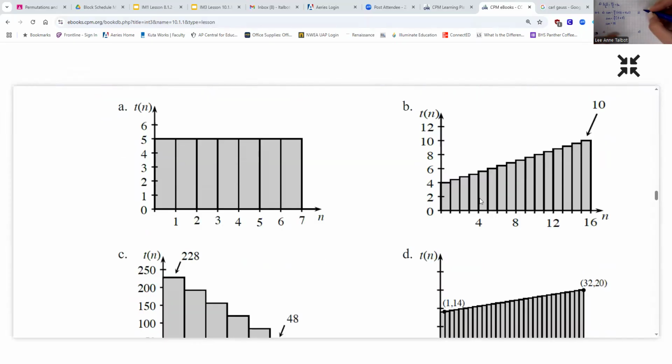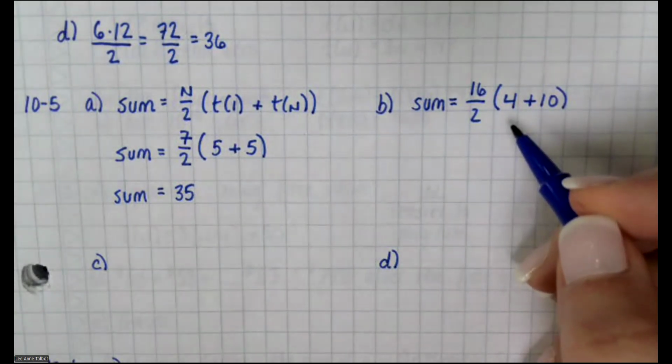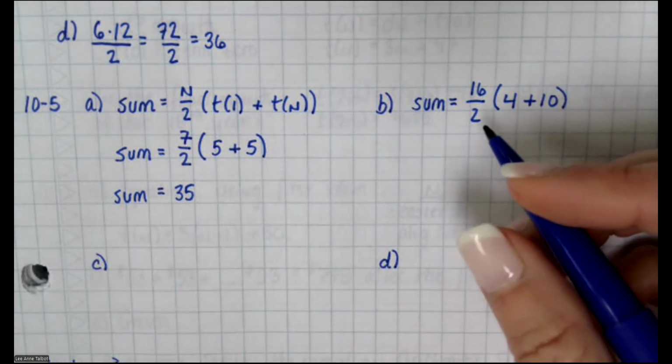Okay, B. How many bars are there? 16. Okay, so write on your paper, sum equals 16 over 2, parentheses. What is the height of the first bar? 4. What is the height of the last bar? 10. Are we getting the hang of it? Okay, let's see. 8 times 14. 80 plus 32, 112.